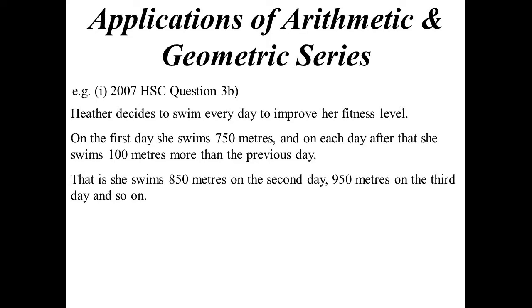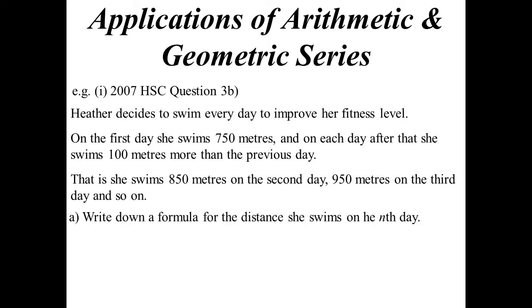So we're talking about someone who's starting at a base level, says, I want to improve my fitness level. I know, I'll go and swim 750 metres. Not bad for the first day of this new approach. And then, just to top it off, every day after that, she's going to swim 100 metres more than the previous day. That means the next day she swims 850, then 950, and so on and so on. Write down a formula for the distance she swims on the nth day.